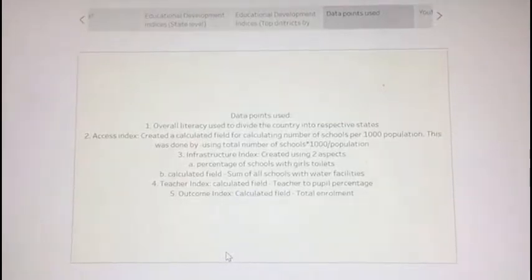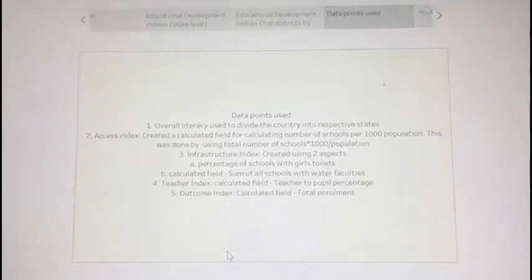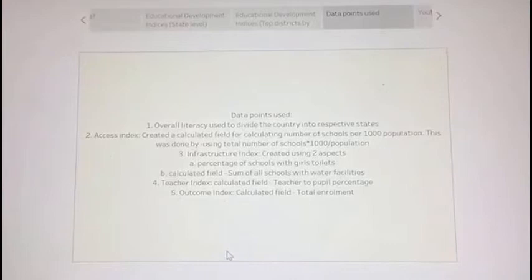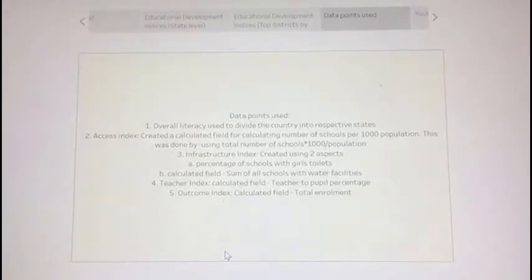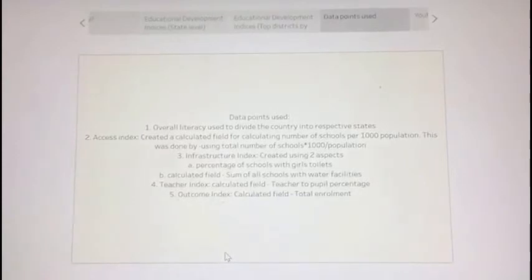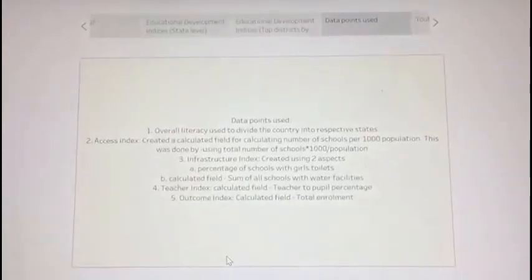Fourth, we have teacher index, which is a calculated field where we use the number of teachers and pupils, the number of students. And lastly, for the outcome index, we used a calculated field to sum up all the enrollment.